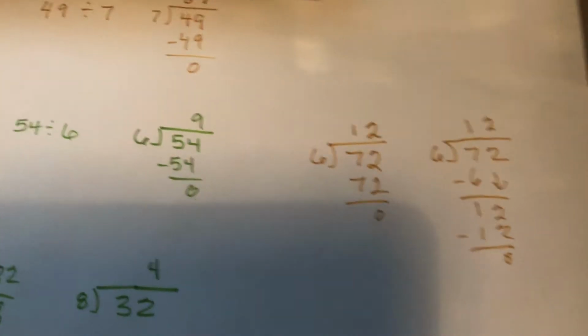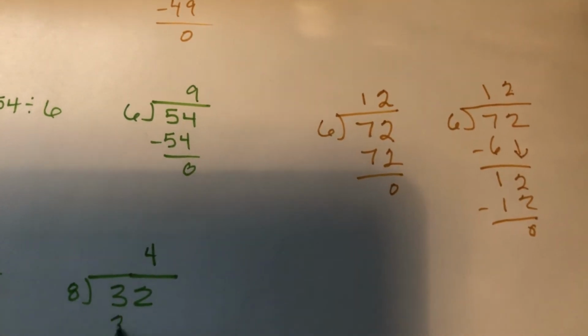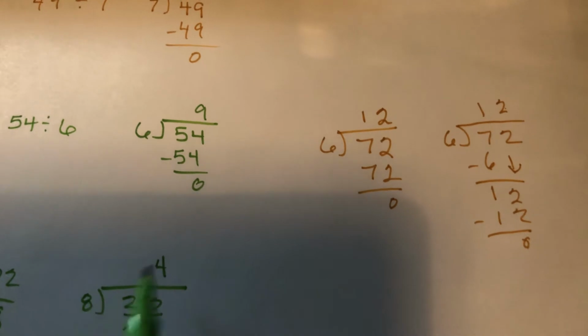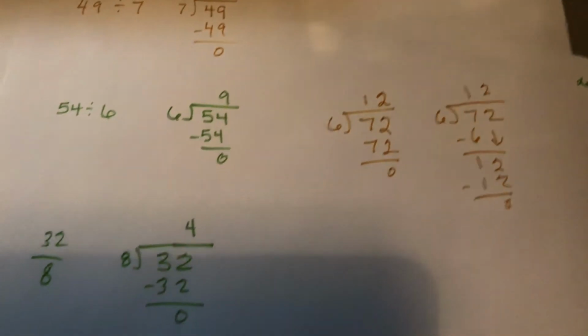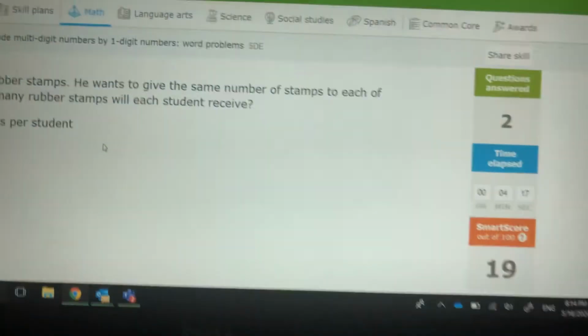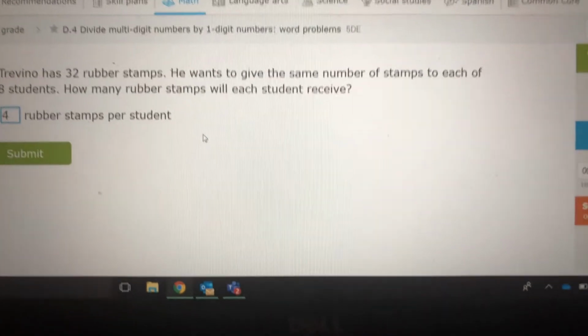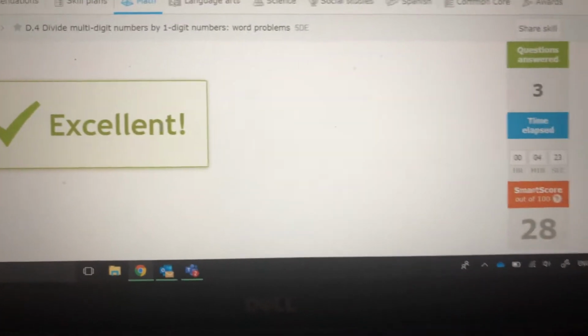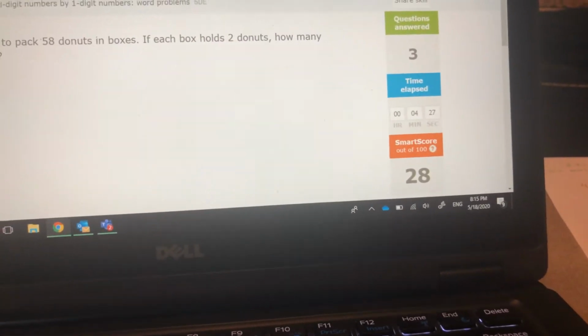8 times 4 is 32. 4 times 8 is 32. So divide, right? Multiply, subtract, bring down, but we have no remainders, so we don't need to do that yet. So 4 rubber stamps. 4 rubber stamps go to each group. All right, let's move on. I'm going to go on to the next group of exercises here.